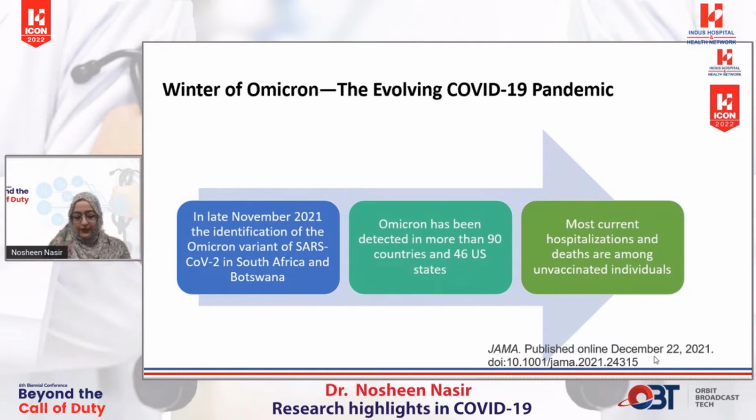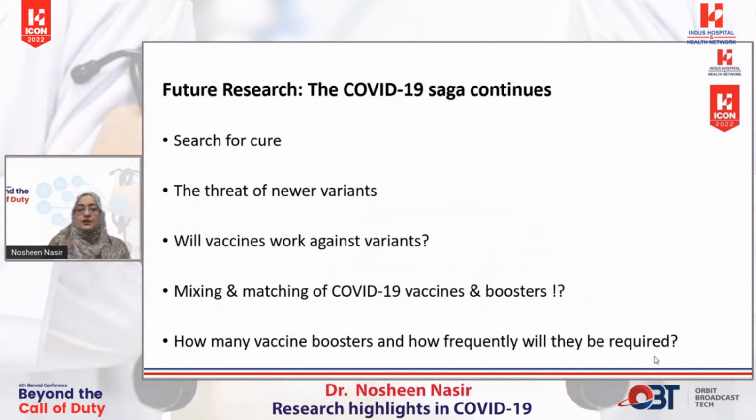There are patients who have been vaccinated, who have also received boosters, and who have developed infection, but those infections have so far been of milder intensity. So future research, as the title of this session is, the COVID-19 saga continues. So there is still the search for cure. There is still the research around the threat of the newer variants. How severe are these? What are the implications? Will vaccines work against variants?